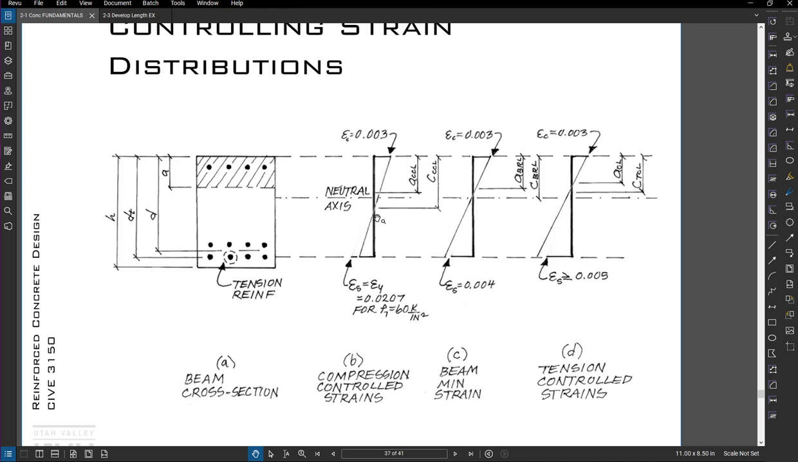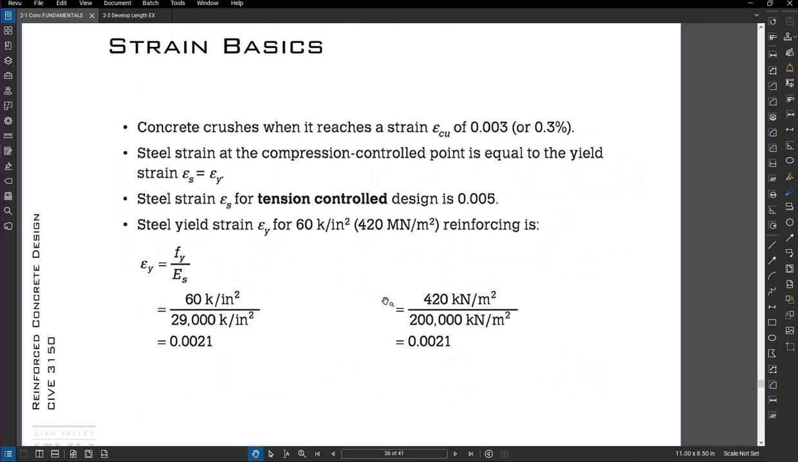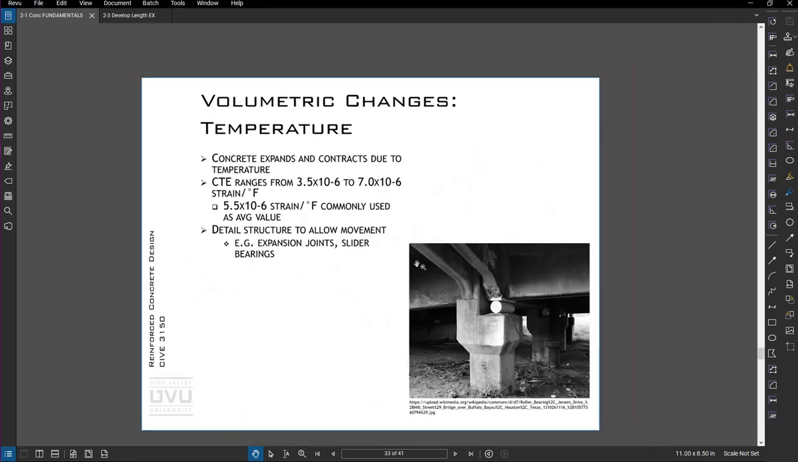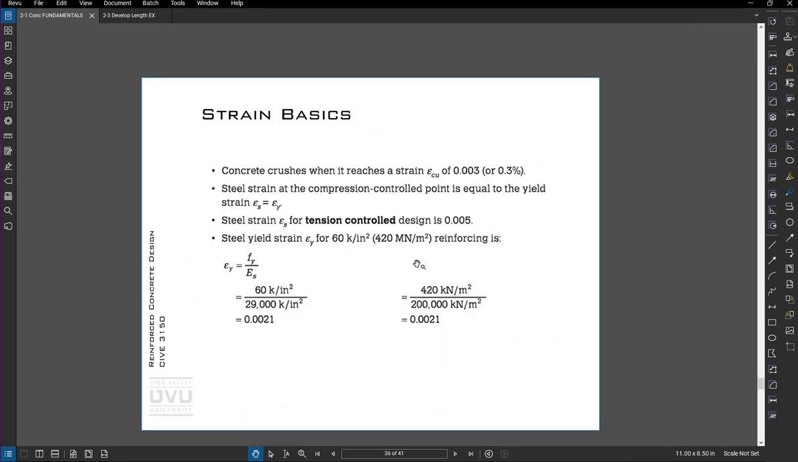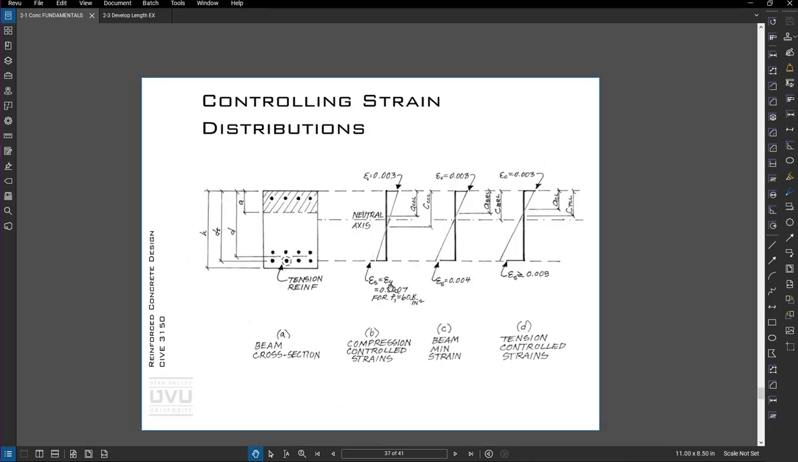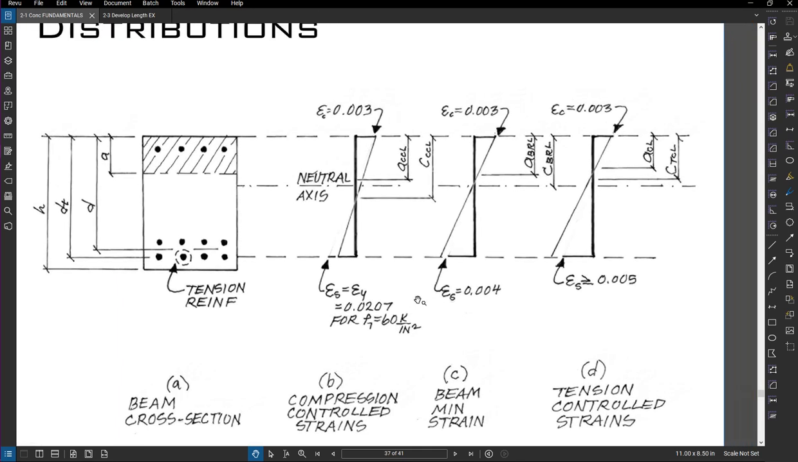If we say the strain in the concrete, the crushing strain, is 0.003, the yield strain of the bar is 0.0207, and the math for this is on one of these pages here. Yeah, so this data kind of inputs to this conversation. Basically, in this case, the bar yields at the same time it crushes, and that's not what we want.